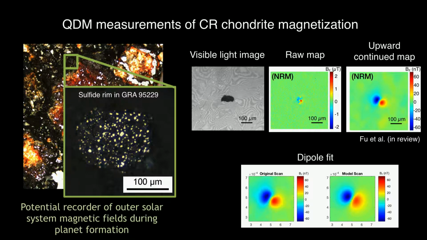So in this case, we isolate this little sample. It's about 100 microns, maybe a little more. That's the QDM map of the NRM. We can do an upward continuation, which means basically it calculates the magnetic field map as if you were to measure it at a higher altitude from the sample. And what that does is it basically filters out the high spatial frequency components and isolates the dipole moment, which we can fit here much like the SQUID microscope data.